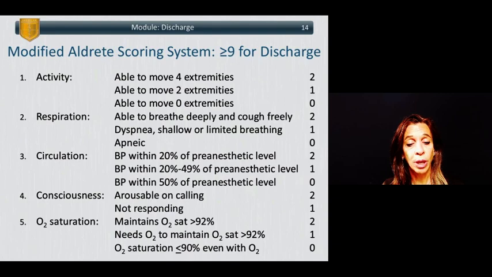Oxygen saturation, if one maintains an oxygen sat of greater than 92%, a full score of 2. If they need oxygen to maintain that O2 sat at greater than 92, it's a score of only 1. And if the oxygen saturation is less than 90%, even with oxygen, then the patient gets no score.